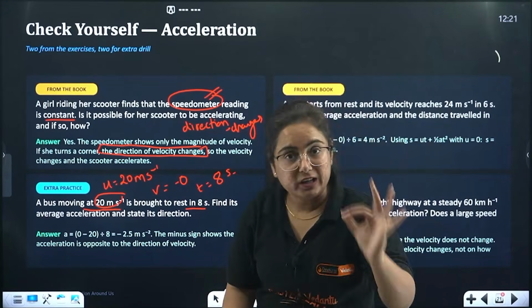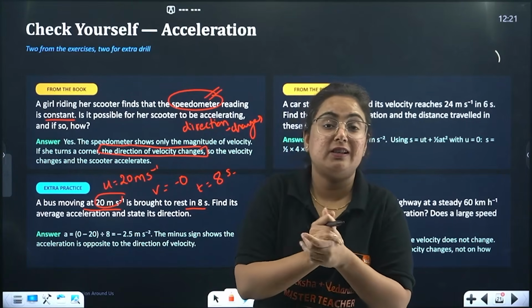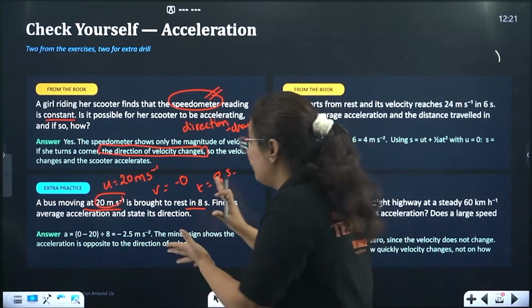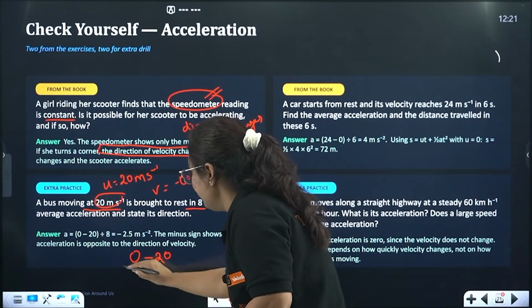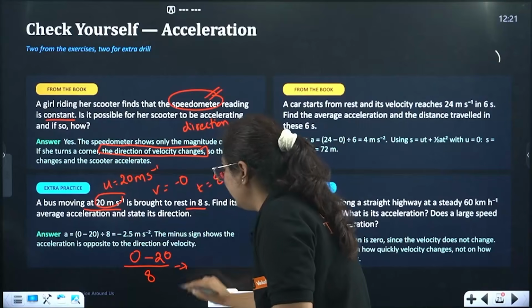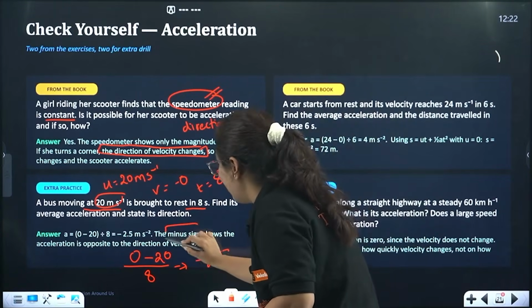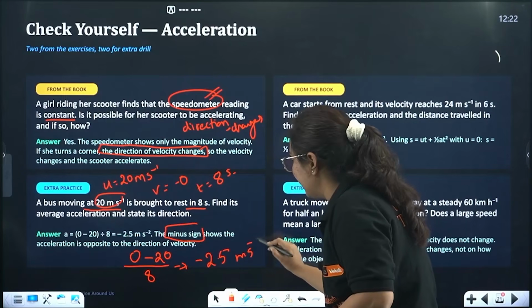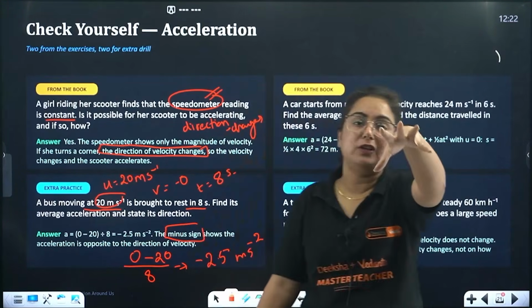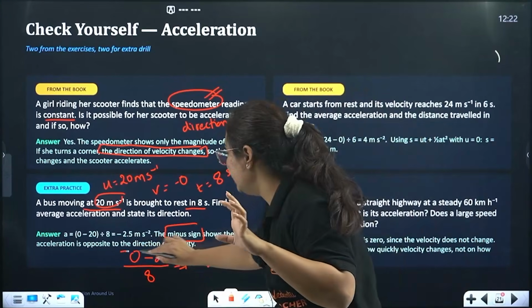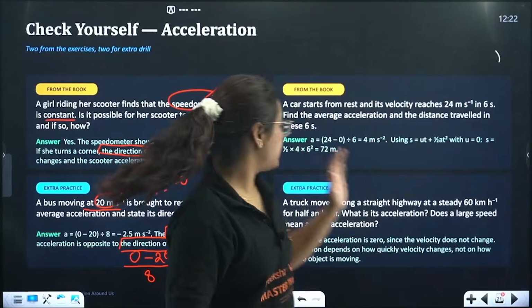So beta, according to the formula for acceleration, what is the average acceleration? Average acceleration is change in velocity upon time, v minus u. So v is 0, minus u is 20, upon 8. What you are going to get is the answer negative 2.5. Why, beta? The minus sign shows that the acceleration is in the opposite direction to that of the velocity. Get it? Okay, next question.